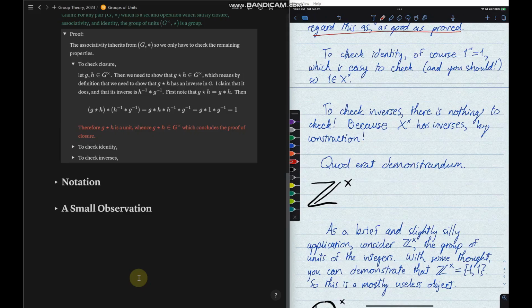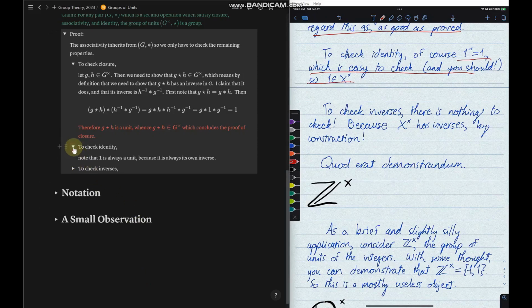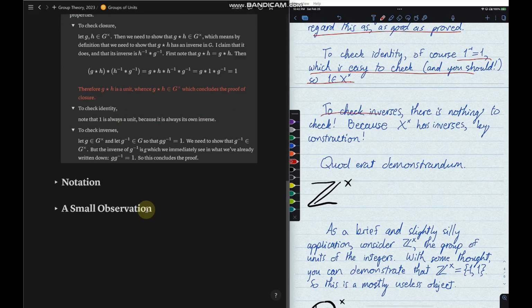Next, we check identity. Now we know that X has identity. We'd like to make sure that X cross also has the identity. Now, of course, 1 inverse is always equal to 1, and the argument for this fact is extremely easy, so you should go ahead and give it yourself, but certainly that shows that 1 is in the group of units always. And then when it comes to inverses, there's basically nothing to check because X cross has inverses by construction. Quod erat demonstrandum.